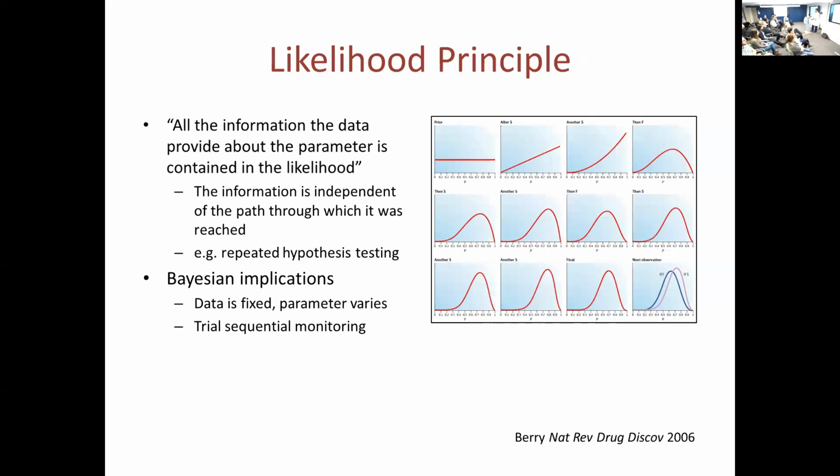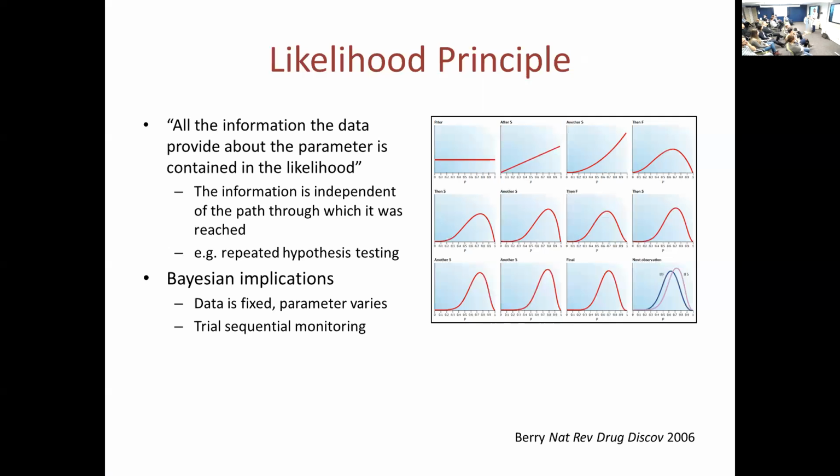And the probability distribution that you generate from your data, the likelihood, under what's called the likelihood principle, contains all the information the data can provide about the parameter. One of the interesting implications of this is that the information that you obtain from the data is independent from the path by which you took the data. And the really important and relevant case is trial sequential monitoring and repeated hypothesis testing.